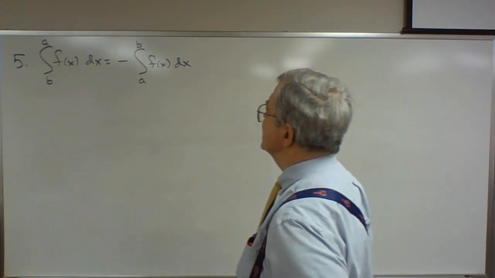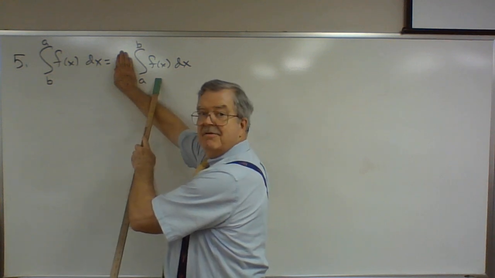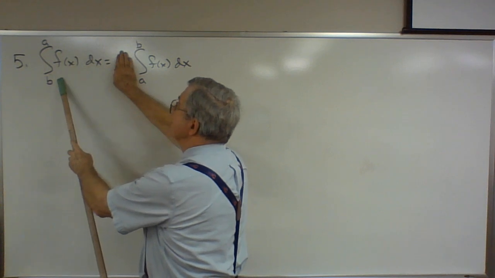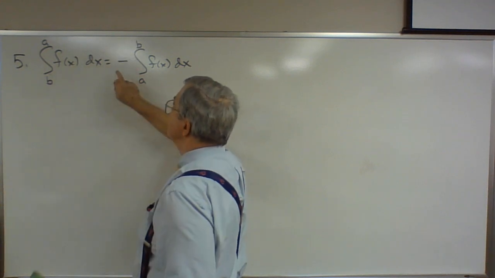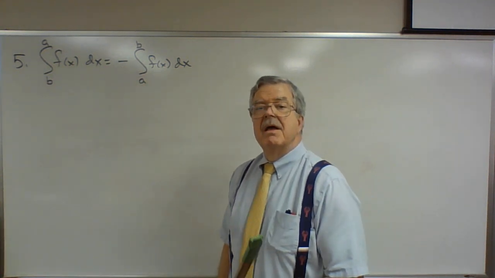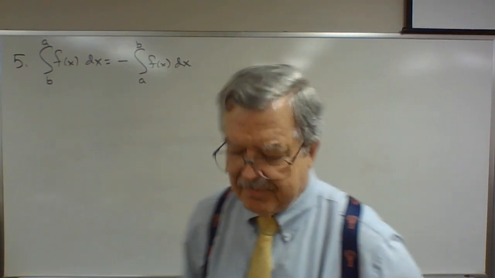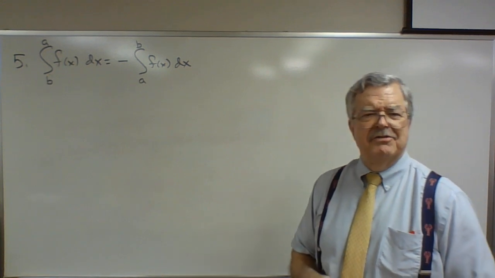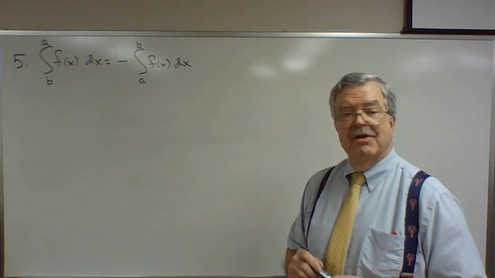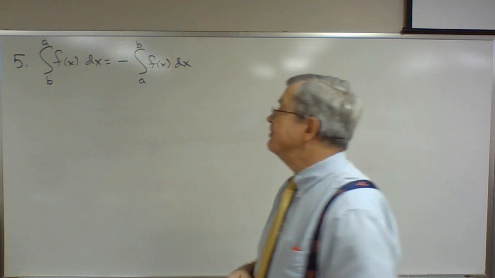Okay, our next property. Suppose that we take this integral, the integral from a to b of f of x, and we switch the upper and lower limits. What happens? We get the negative of the original integral. Now, I'll show this algebraically, and then we'll go back and see mechanically how it works. And this is where the Riemann sum approach really sheds some light on things.